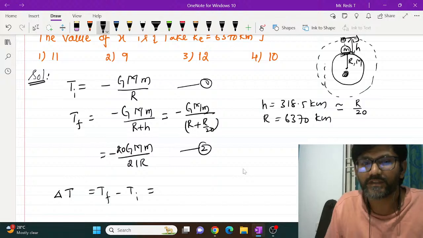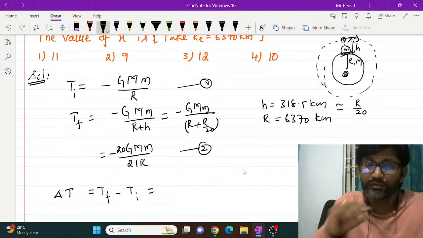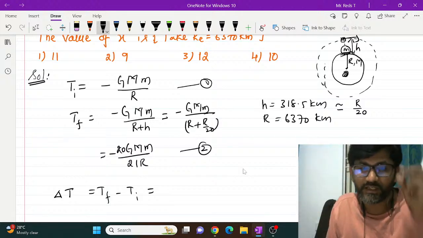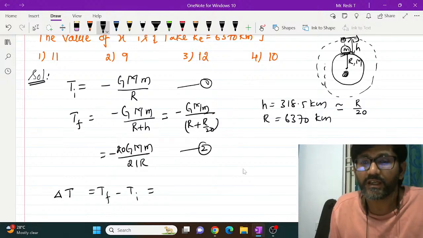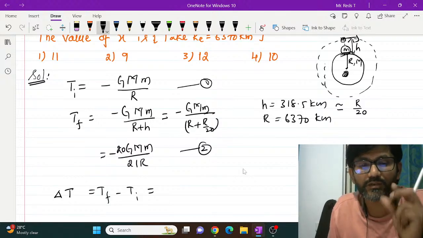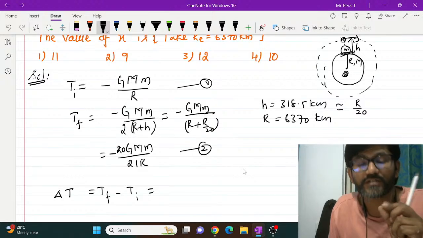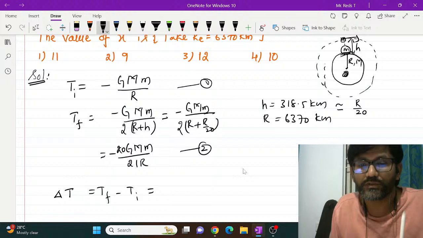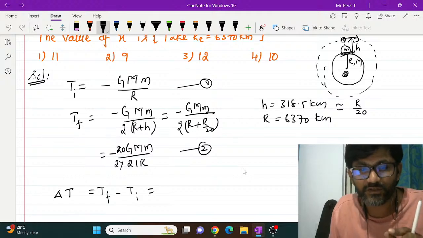Then on the surface of Earth, it is minus G M m by R. The final energy is when the object is thrown onto a circular orbit, so we have to take it as a satellite. Here we have to make a small correction: when the object is revolving around Earth, if you consider it as an Earth satellite, the total mechanical energy of the satellite is minus G M m by 2 into the distance. So here also you have to take 2 into the distance in the denominator. Then after simplification you can take this further.